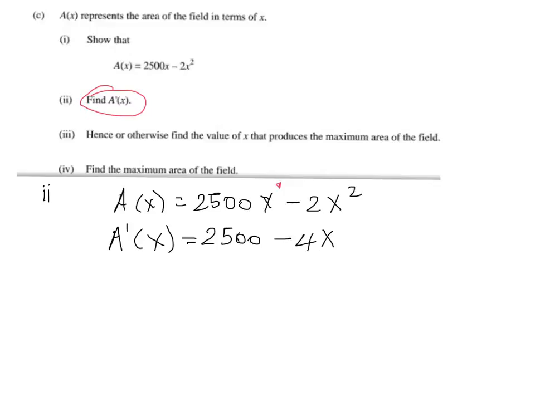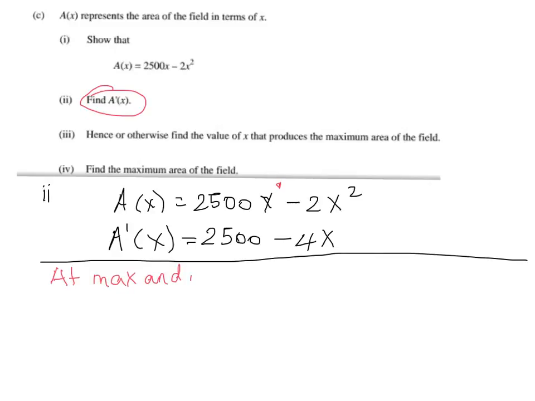Now it says, hence or otherwise, find the value of x that produces the maximum area of the field. Now when we started, I said the most important thing that you'll have to remember in this question. Let's see if you remember. Think about it for a second. If you said that the most important thing is at max and min points, the slope or derivative or A prime of x is 0, if that's what you said, then you are correct. So at max and min points, A prime of x, so the derivative that you just found, is 0. Super important to remember this fact in order to complete this question.